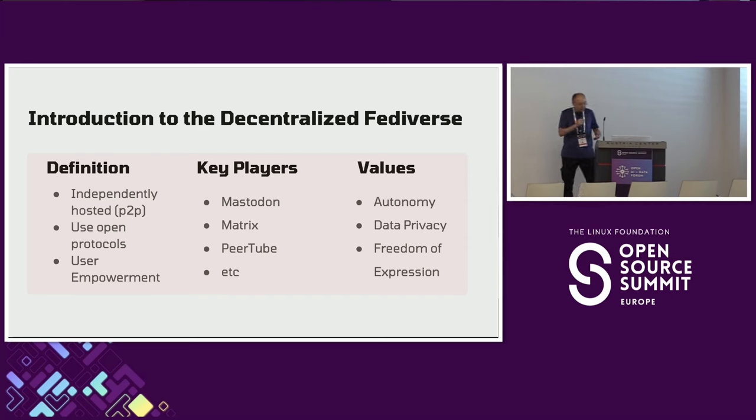The characteristics of a decentralized network are mostly using open protocols. The node is a peer, meaning it's a client and server, with no central server. Some key players are Mastodon, Matrix, and PeerTube, and the values are that you control your own server, because you can start your own server, and you have your own identity that provides your own privacy.